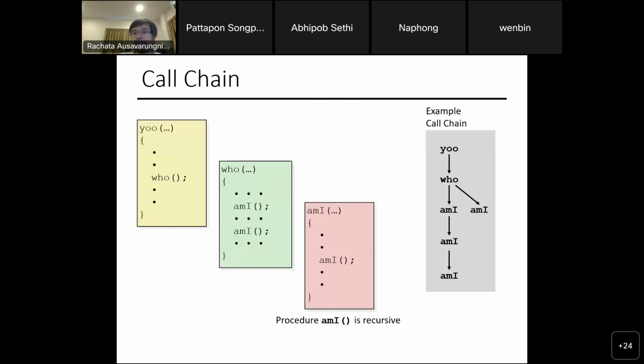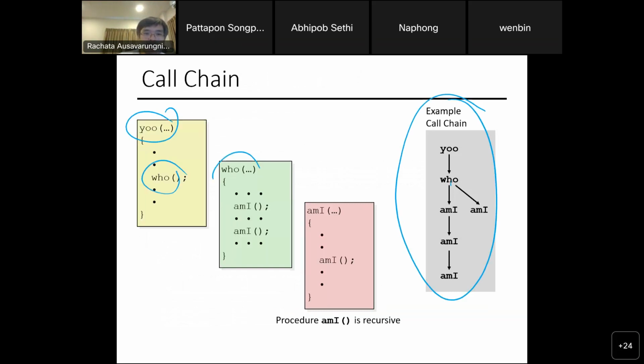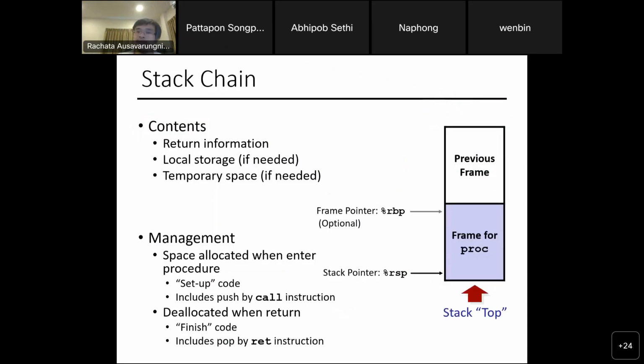So here's a call chain. For example, let's say I have a call chain where the function you calls who am I. The function you calls who, and calls mi twice, and mi calls mi once. So mi is recursive. The way the stack chain works is like this: every time you have a function call, think of it as there's a whole frame on the stack related to that particular function.